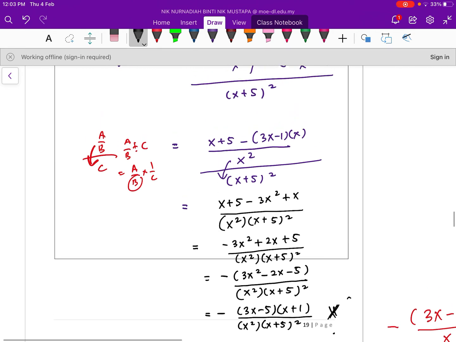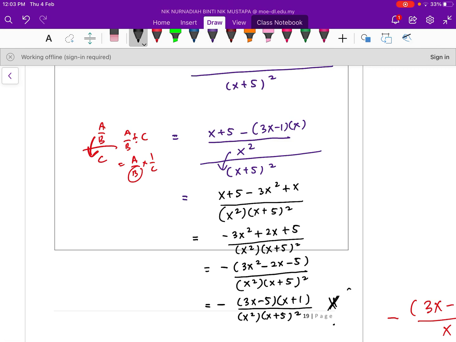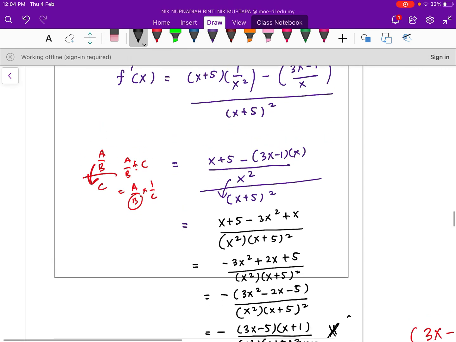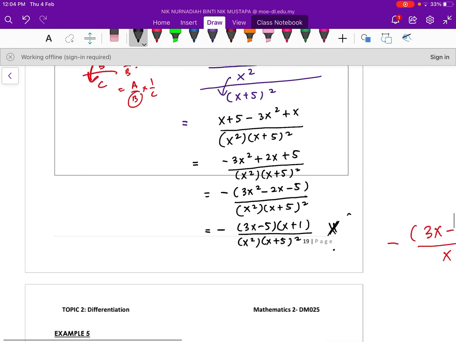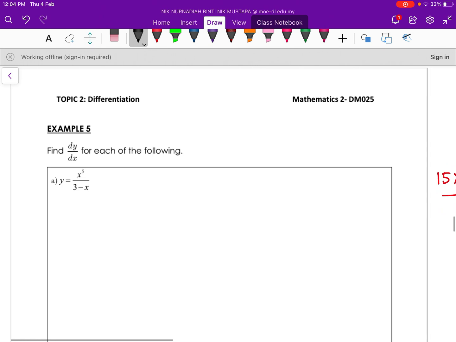Okay, that's the answer. Alright. Kena berhati-hatilah bila melibatkan pecahan dan juga melibatkan kuasa negatif. You akan senang untuk buat careless mistake. Alright, so now we go to the next one.